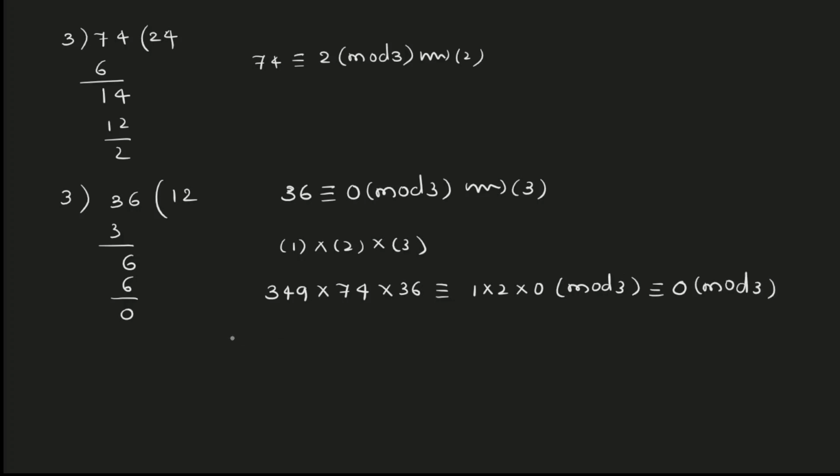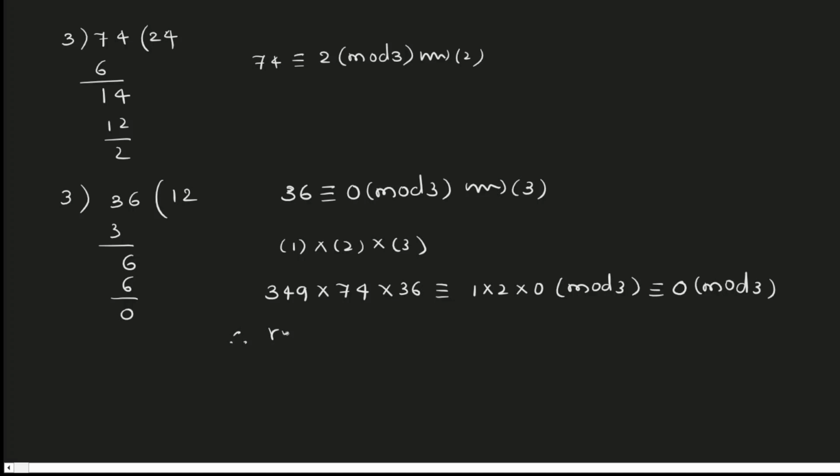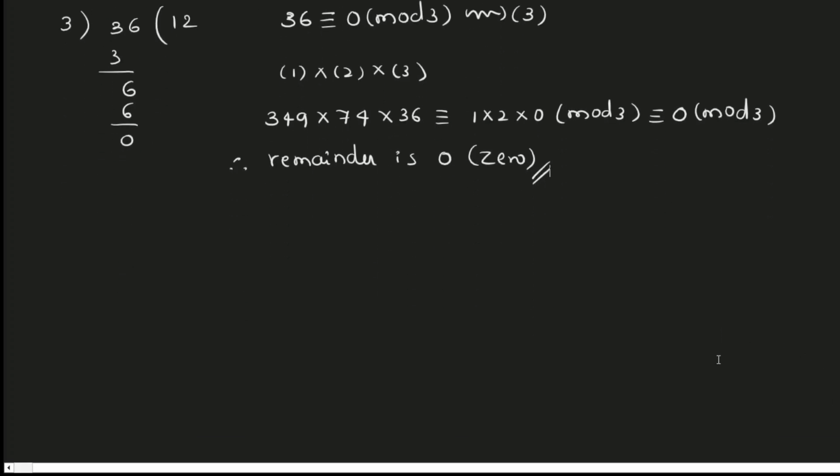Then what is the remainder? The remainder of this example is 0. Remainder is 0. This is how to calculate the remainder of such given examples.